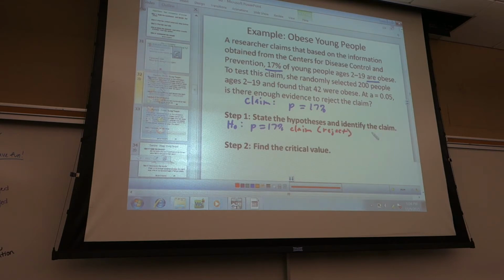Because I'm going to be using reject in step 5, I can just grab it from there. So you should put a little 1 here, a circled 1, to label step 1. That's fine. H naught is p equals 17%. So the H1 must be what? Not equal to. Since H naught is my claim, then H1 becomes the opposite, not equal to 17%. Good.